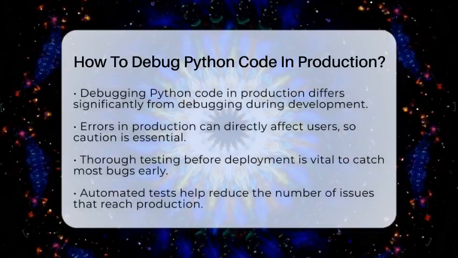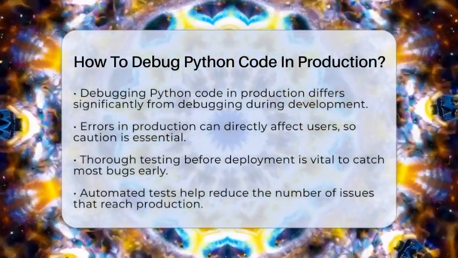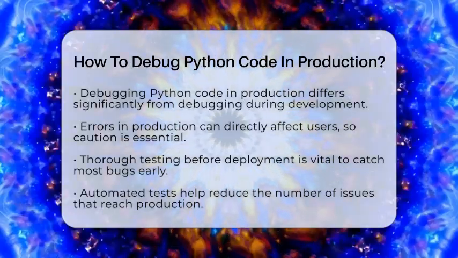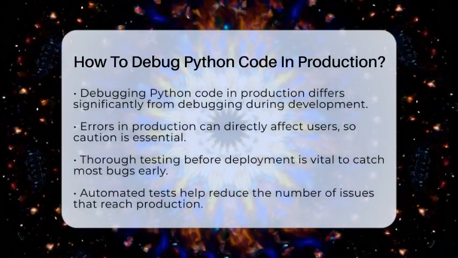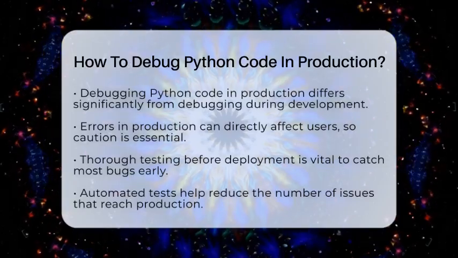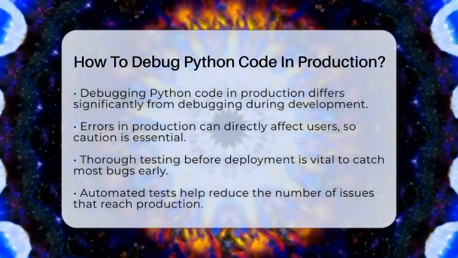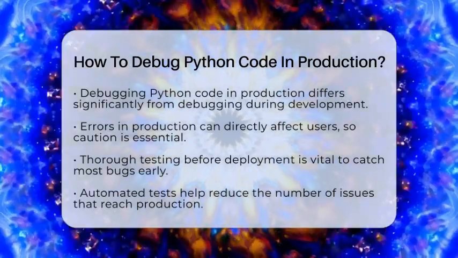First, it is essential to prepare with thorough testing before your code goes live. Writing automated tests can help catch most bugs early on. While testing cannot guarantee that there will be no bugs, it significantly reduces the number of issues that make it to production. This preparation allows you to isolate problems more quickly if they do arise.